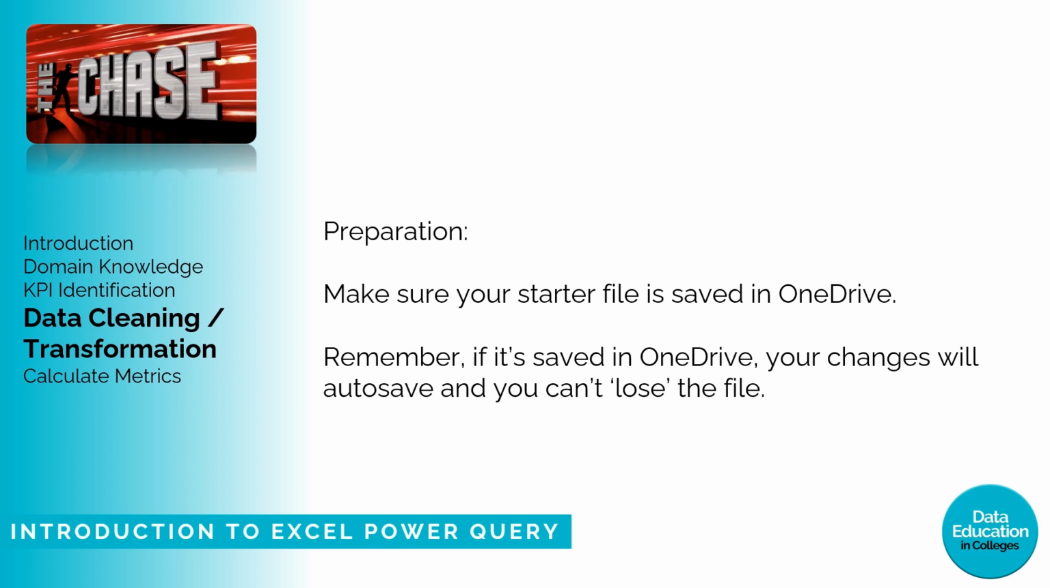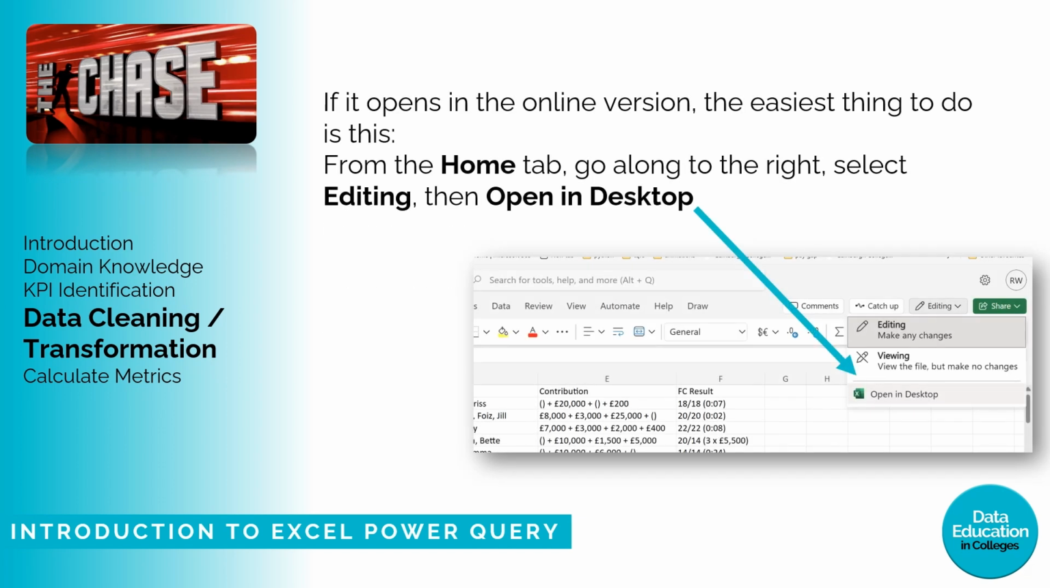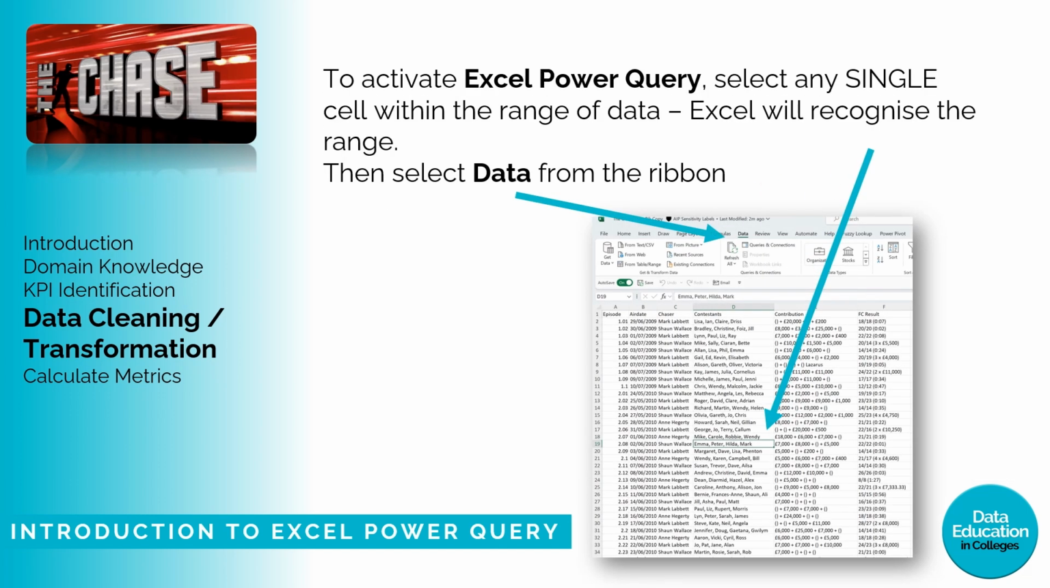Make sure your starter file is saved in your OneDrive. Remember, if it's in OneDrive, you just can't lose it. And then open the starter file. Important, please use the installed version, i.e. downloaded version of Excel. Works on a PC or a Mac. If it does open in the online version, this is a nice wee trick. Along to the right, go to Editing, Open in Desktop. It will still be saved in your OneDrive, but you can use the installed version.